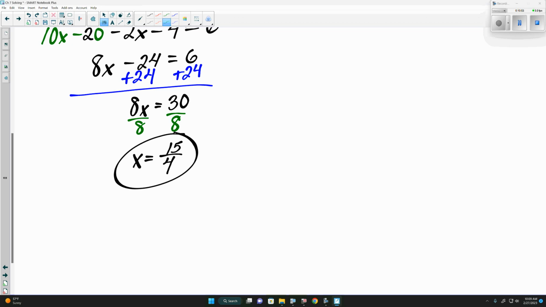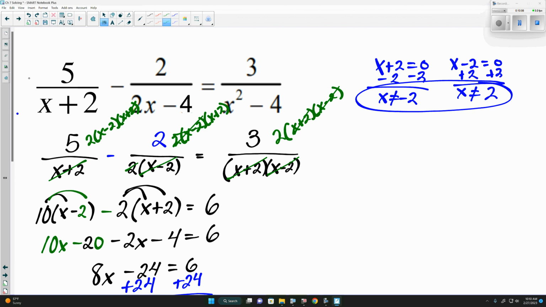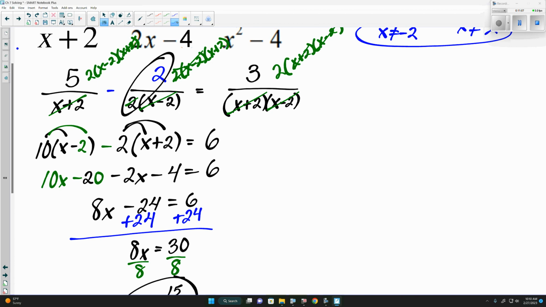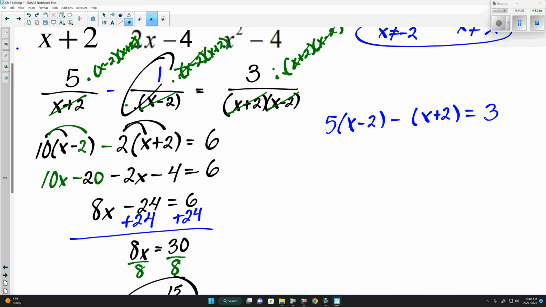Now, there's one thing I want to look at, all the way back here. What's 2 over 2? So we could have simplified this and just said that this was 1, and that simplifies out, which means we wouldn't need the extra 2, yes? Which would have given us 5 times x minus 2 minus x plus 2 is equal to 3. Now the question is, will this change the answer?